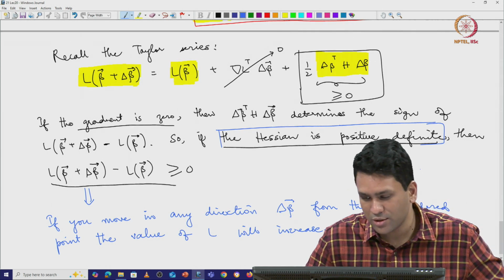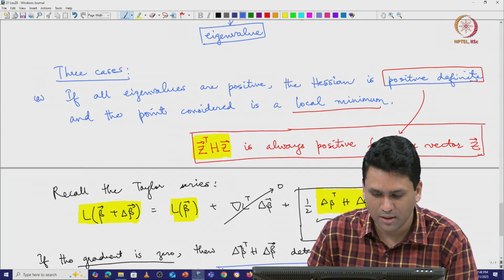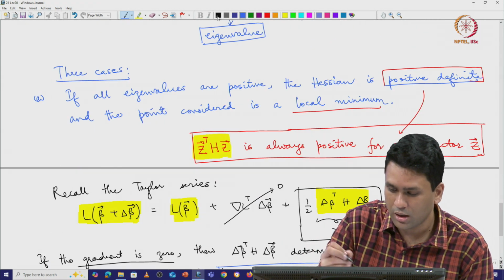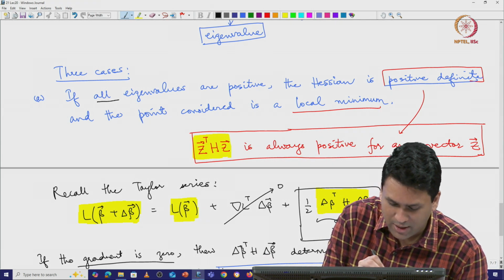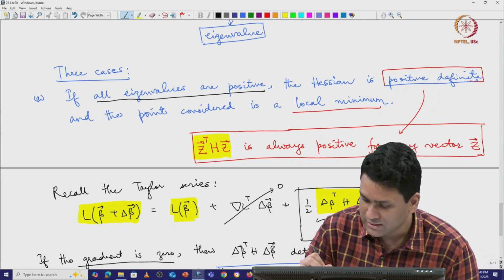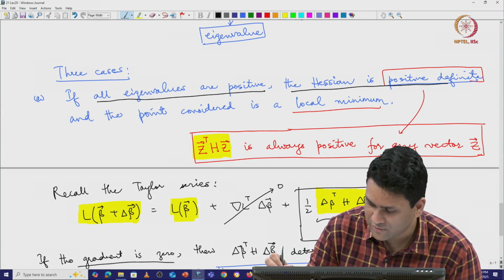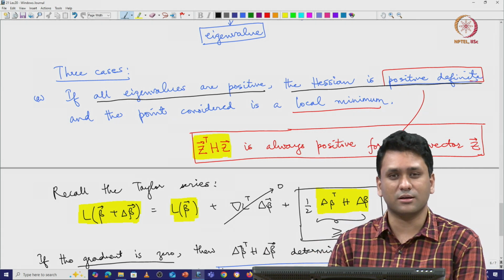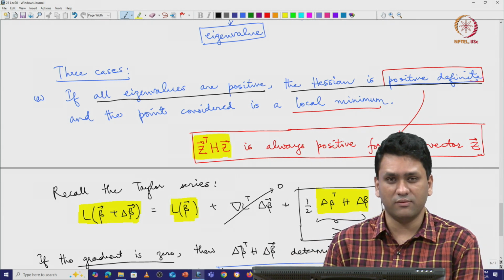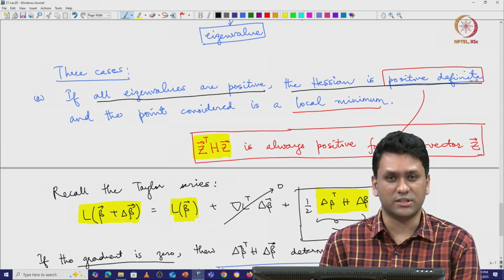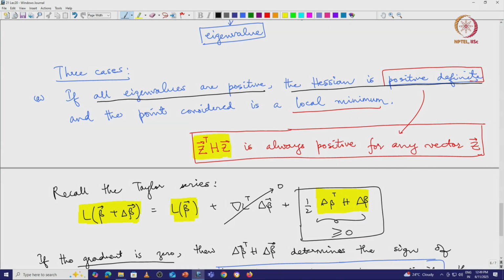Now there is another curious thing that we stated here, for those who are new to this kind of thinking. We said that if all the eigenvalues are positive, then the Hessian is positive definite. So one can ask the question as to why, if the eigenvalues are positive, the Hessian will be positive definite, and that is a question we will reserve for the next lecture. So right now we are at the end of this particular lecture.